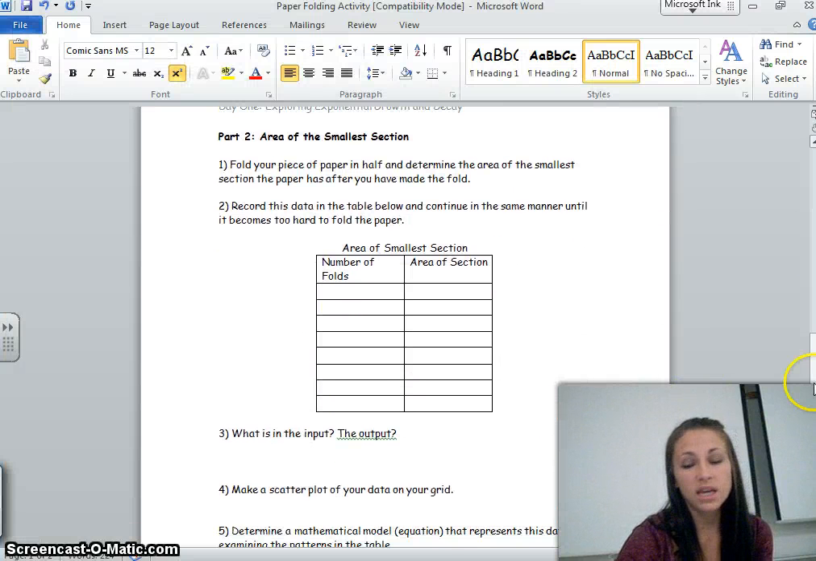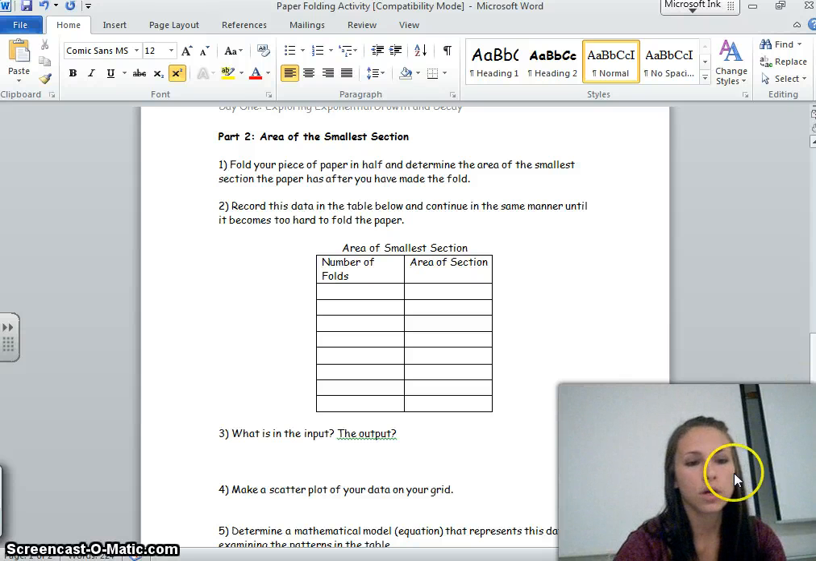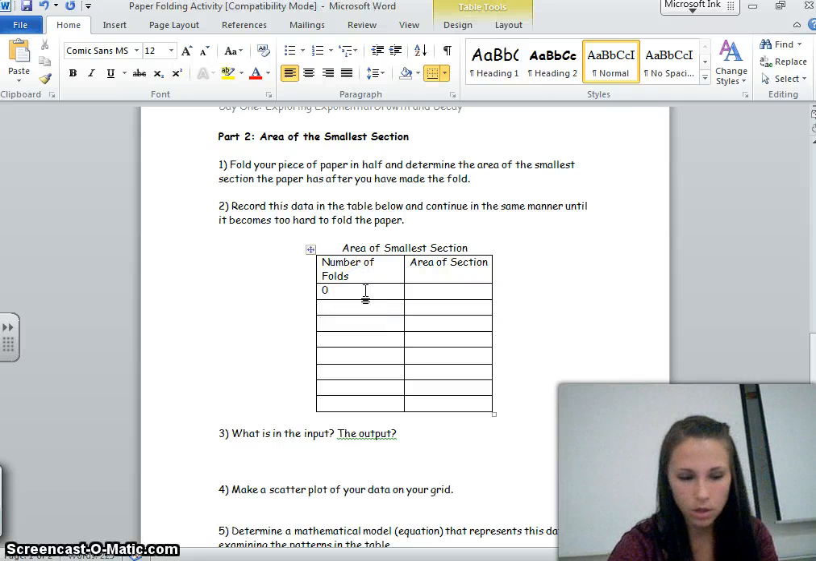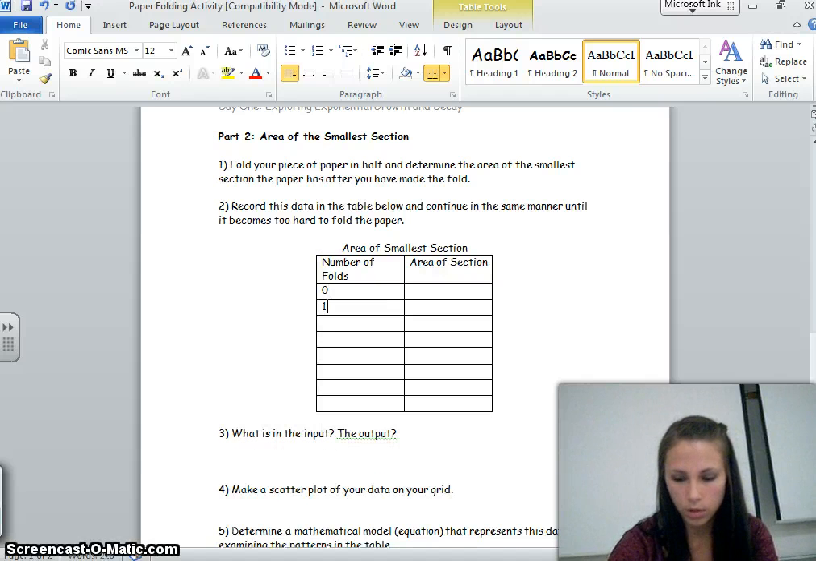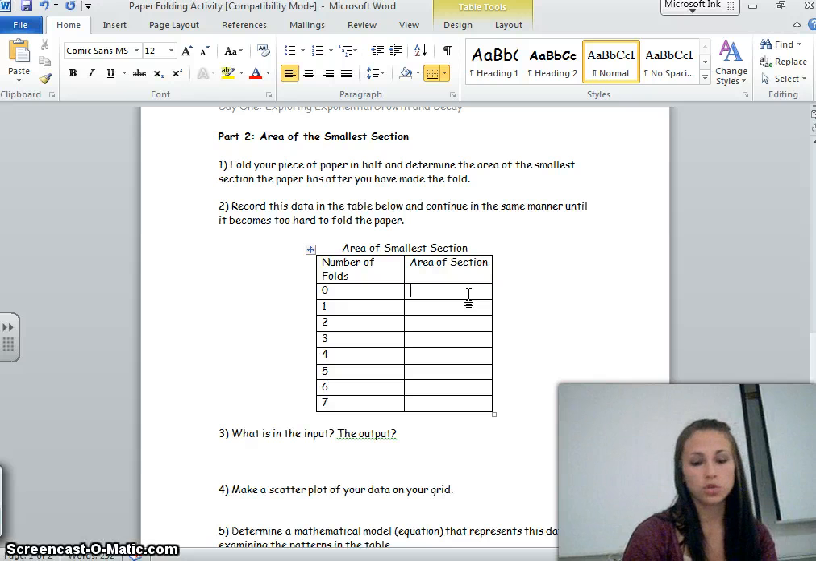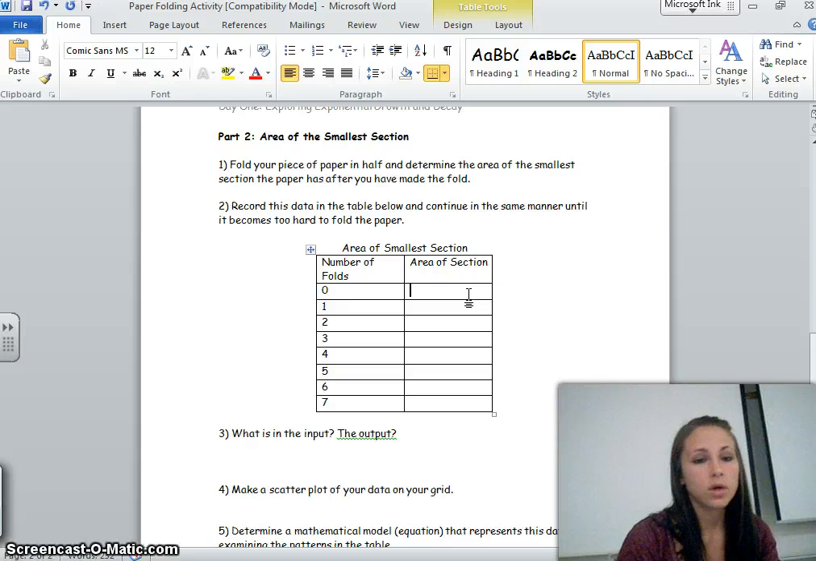Alright, now for the next part, I'm not going to do this, but you should have done it with your ruler. So we're going to have the same number of folds, so I'm going to do 0, 1, 2, 3, 4, 5, 6, 7. And so the area of the section, remember I told you for 0 folds, you measure the length times the width, multiply those, and that would give you your area. So you should have gotten 93.5, and I was very exact with my measuring. So these are exact answers.